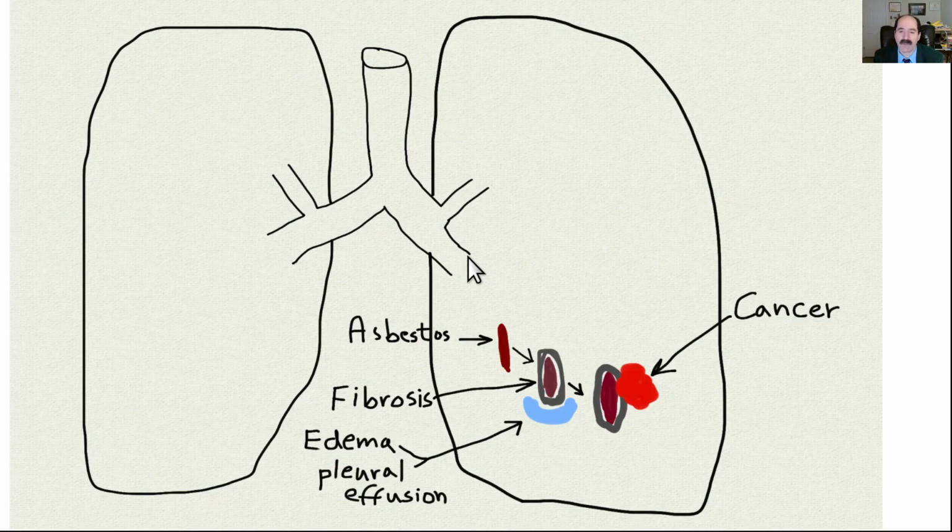We talked about how when there's an inhaled foreign body like asbestos, you get an inflammatory fibrotic reaction around it, formation of scar tissue, and that drops oxygen delivery to the tissue cells trapped within. The hypoxia might induce cancer in them. That's how asbestos can induce cancer.